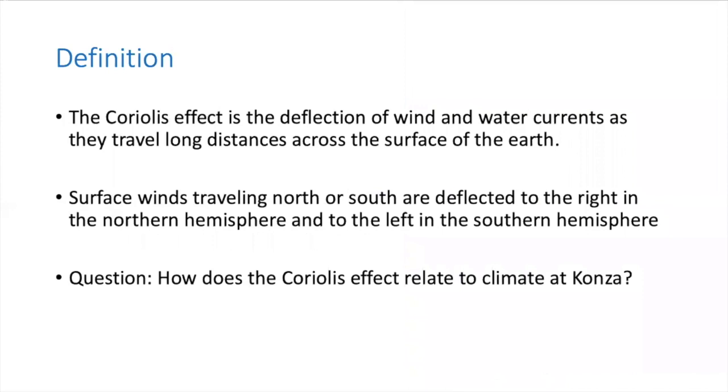Basically, as we talked about in class, surface winds traveling north or south are deflected to the right if they're in the northern hemisphere, and surface winds in the southern hemisphere are always deflected to the left. We'll talk about why that is, why it's right and left. And in the back of your mind, I want you to be thinking about how the Coriolis effect might relate to climate at Konza.